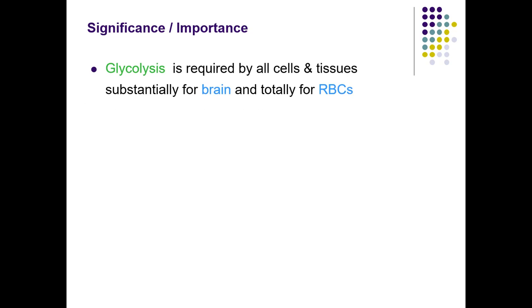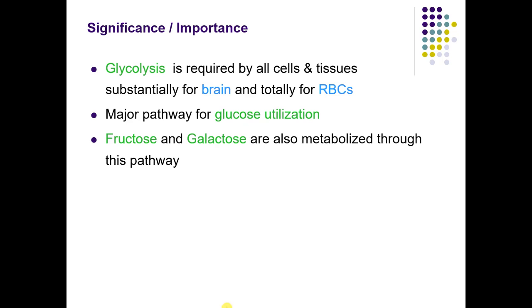So come toward the significance and importance of glycolysis. Why are we studying glycolysis? Glycolysis is required by all the cells and tissues, substantially for the brain and totally for the red blood cell. The breakdown of glucose is very important because your cells and tissues need a sufficient amount of glucose, and that glucose reaches specific sites. For example, your brain and your RBC need glucose. So this is the major pathway for glucose utilization.